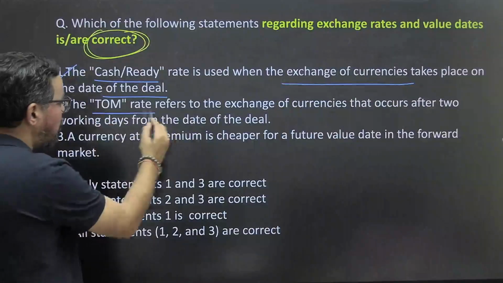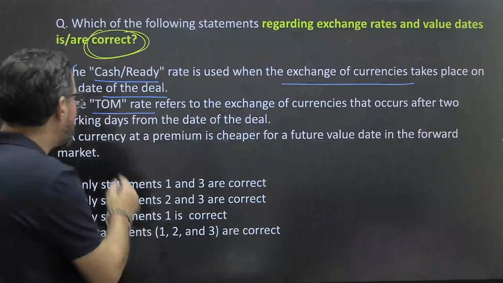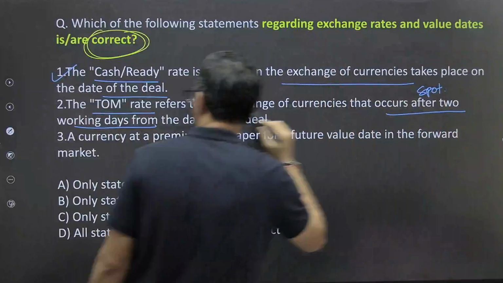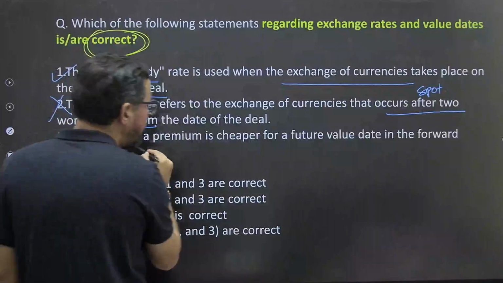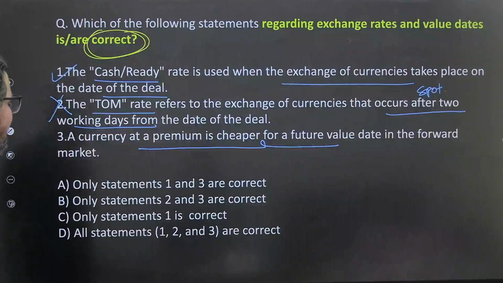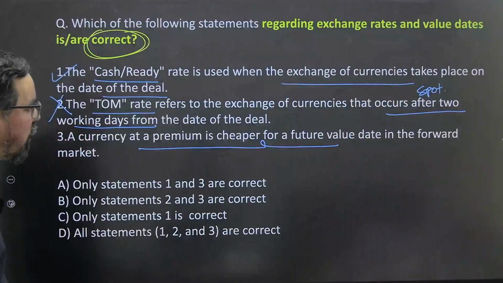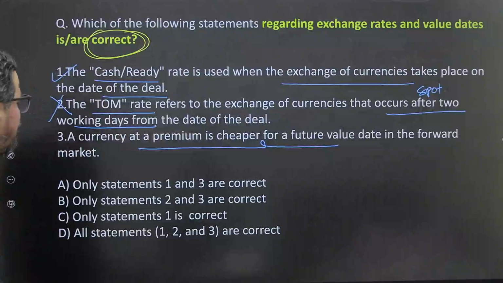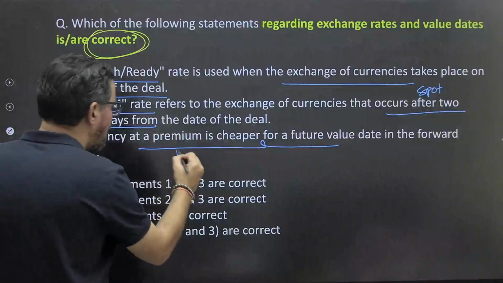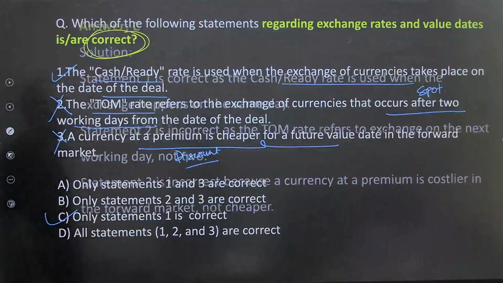Then we have: term, T+1 or tomorrow rate, refers to the exchange of currency that occurs after 2 working days. Two working days is called spot, not term. So this statement is wrong. A currency at a premium is cheaper for future value dates in the forward market. No, cheaper is a case of discount, not in the case of premium. So only one should be the right answer for this one. Option C should be the right answer.